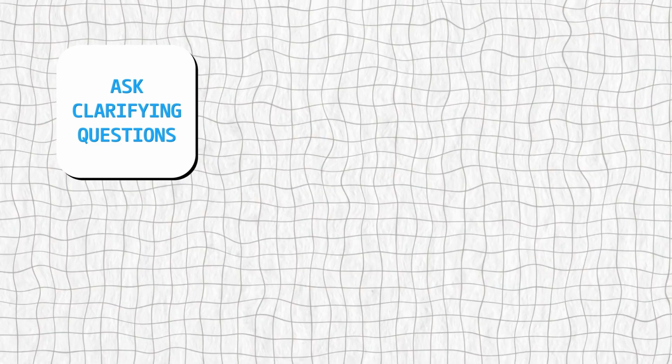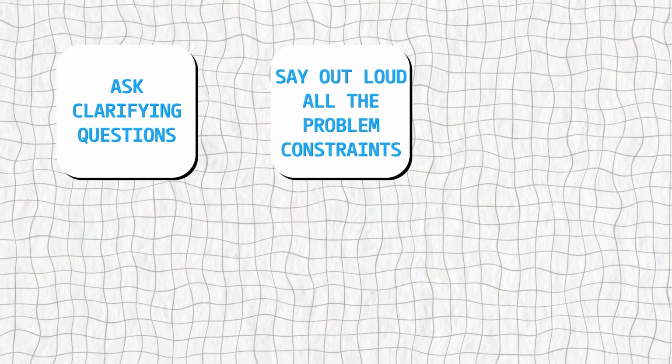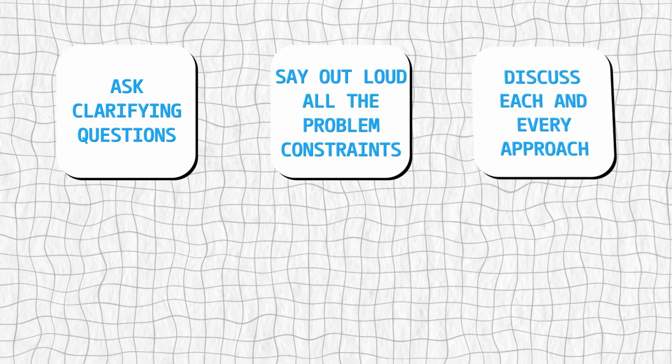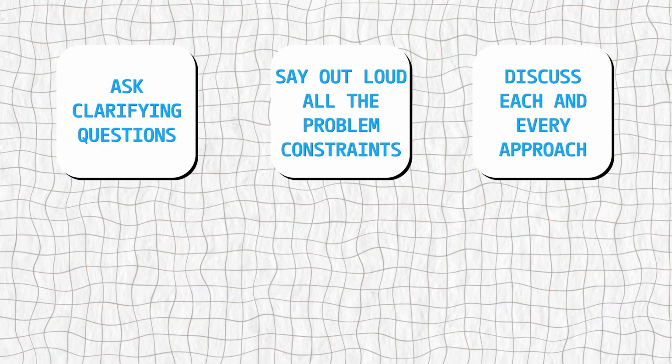Remember that these coding interviews are an imperfect proxy to get certain signals about you. I can virtually guarantee that if your communication aspect is abysmal across all 5 interviews, your chances of landing an offer is going to be very low. And so when you do mock interviews, here are the things that you're going to want to focus on. First, ask clarifying questions. Second, say out loud all of the problem constraints that you can think of. Third, discuss with the interviewer each and every approach that you can think of.